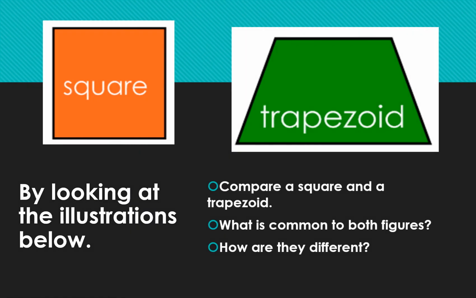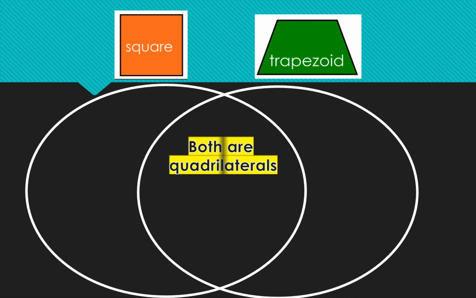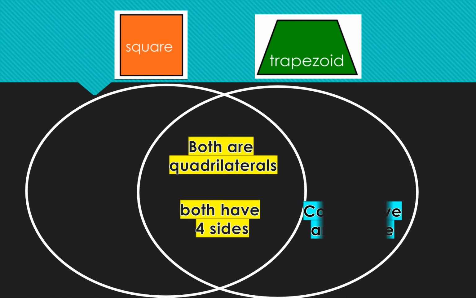Next, by looking into the illustration of a square and a trapezoid, let us compare them. What is common to both figures? How do they differ? So let's go to the Venn diagram again. The left side is a square and the right side is a trapezoid. In the middle is the commonality. They are both quadrilaterals. They both have four sides.